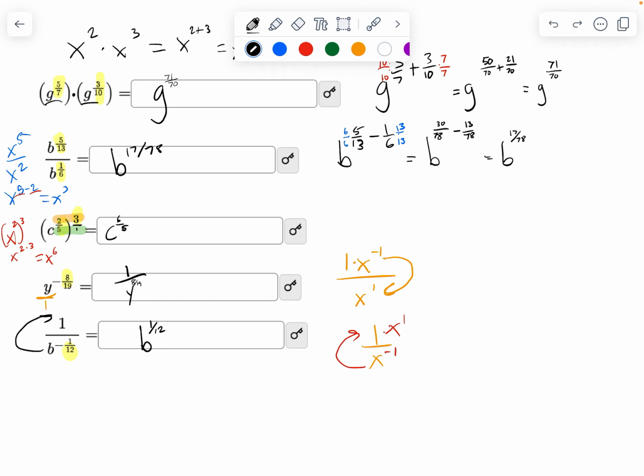My goodness. All right. Well, that is your basic properties with rationals as the exponents, as fractions.